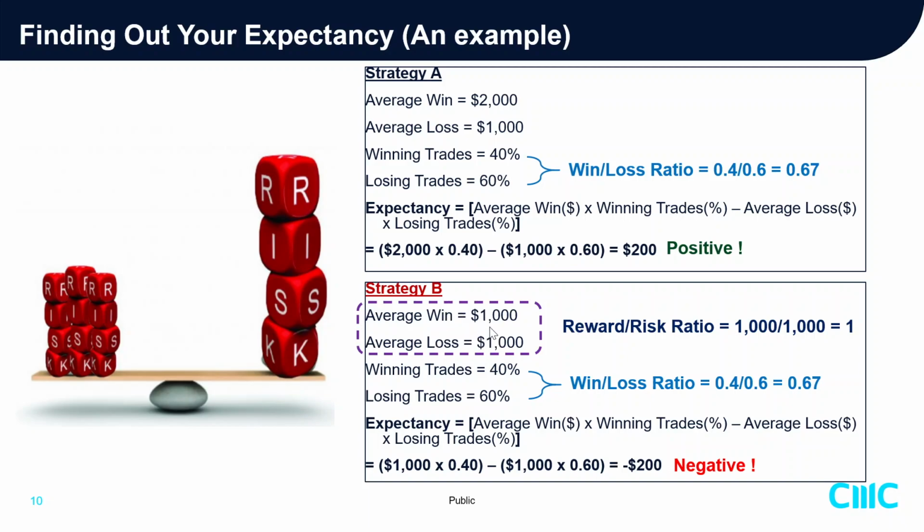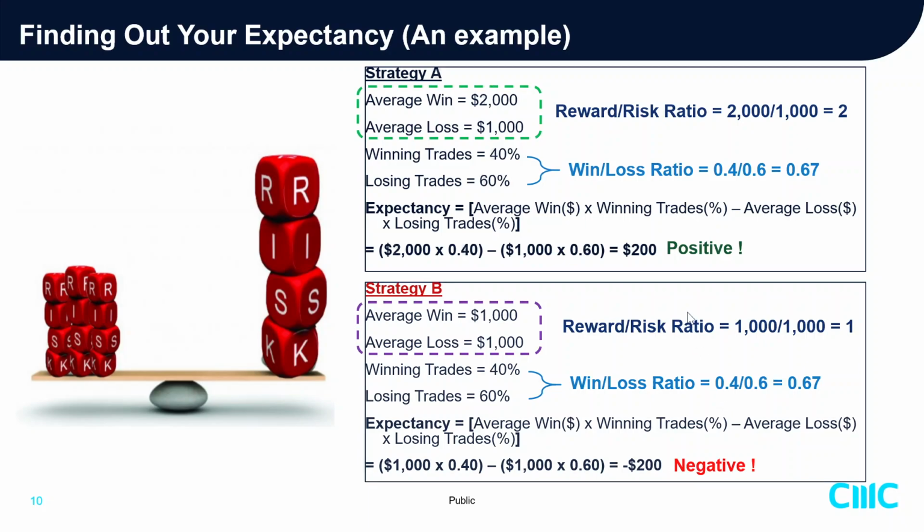In strategy B, your reward risk ratio is actually 1, because average win divided by average loss, 1,000 over 1,000, is 1. In strategy A, you realize that your reward risk ratio is actually 2, 2,000 divided by 1,000. So what we could see is that strategy A is able to get a positive expectancy because I have a reward risk ratio that is more than 1. That means my winning trade obtains a higher reward versus the risk, so that offsets the win-loss ratio of less than 1. So it's able to give me a positive expectancy.